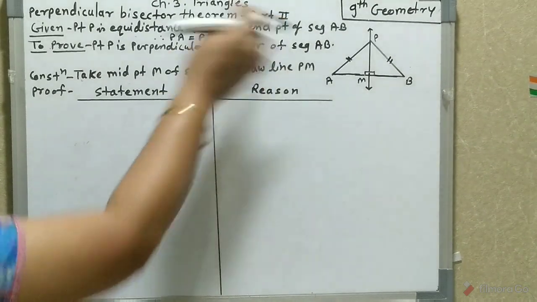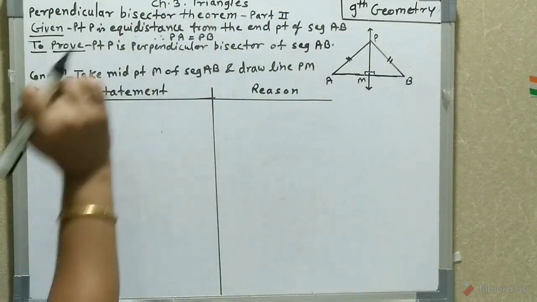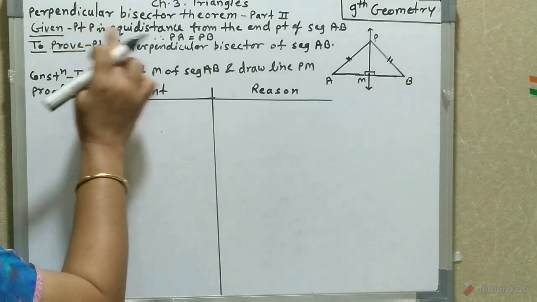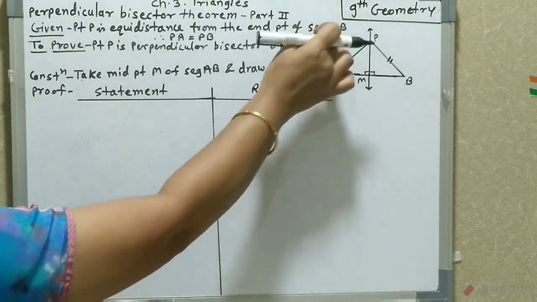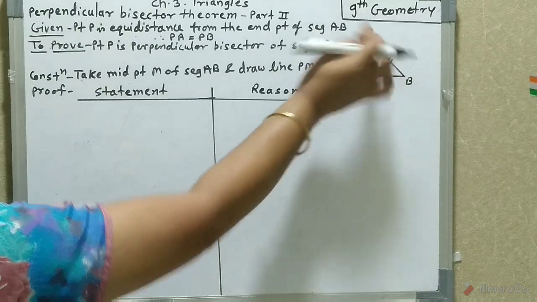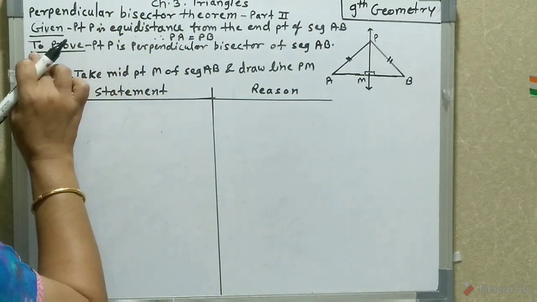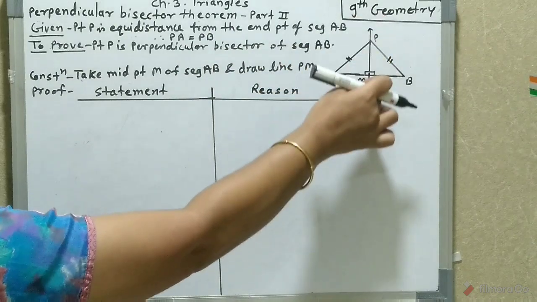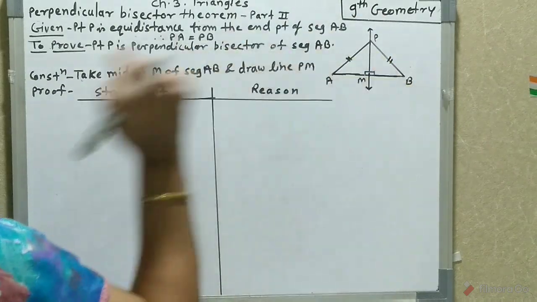Now see the second part of this perpendicular bisector theorem. So what is the statement? Any point equidistant from the endpoints of a segment lies on the perpendicular bisector of the segment. So any point means point P. Here point P is equidistant from the endpoints of segment AB. This is the segment AB and this is the point P. So what to prove? That is, point P is on the perpendicular bisector of this segment AB.